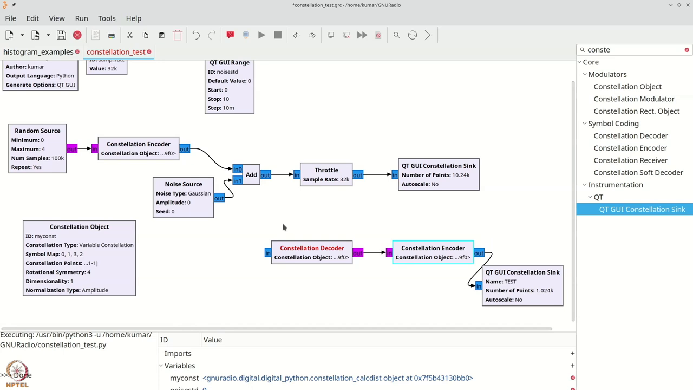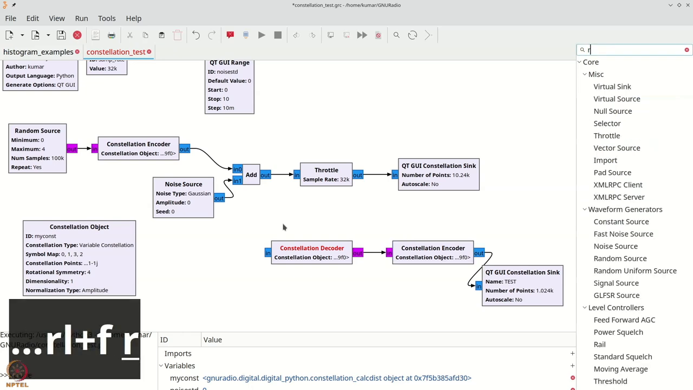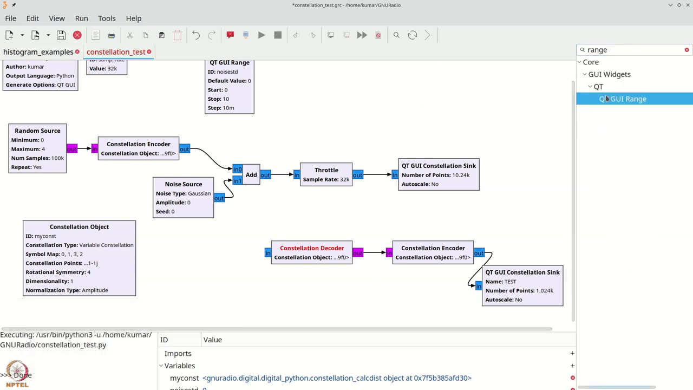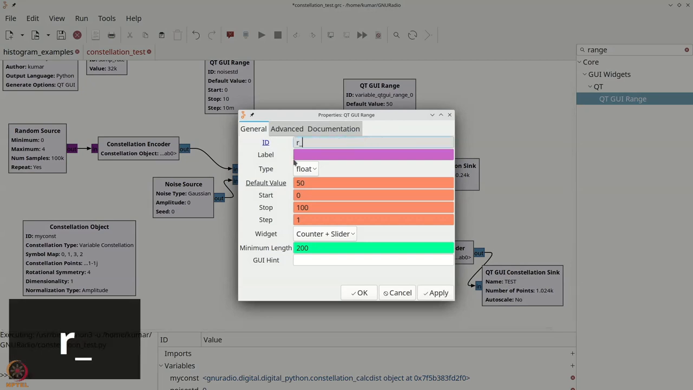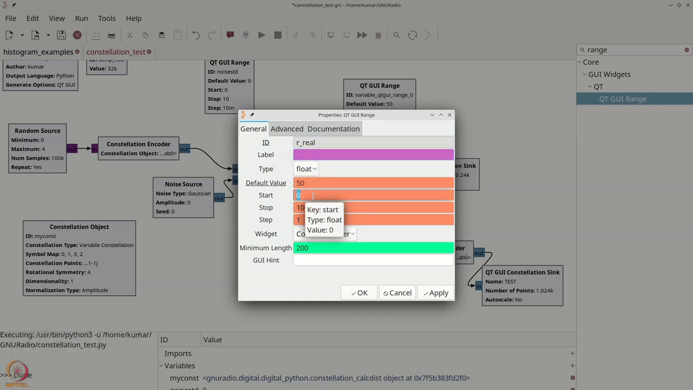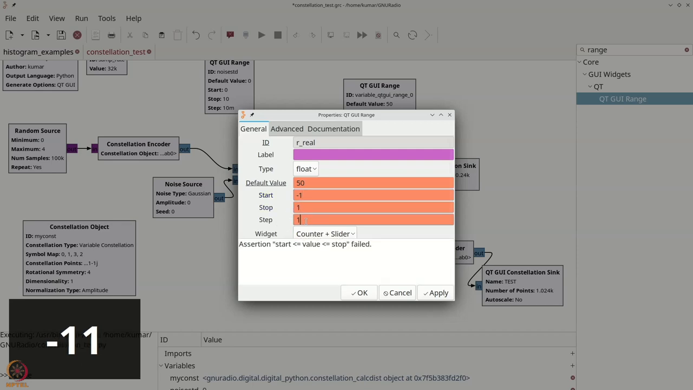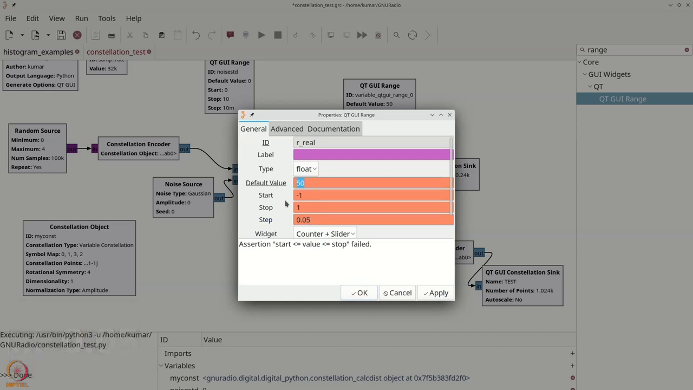For that, I'm just going to need two values. So two real values, which I will construct into a complex number. I'm saying Control F, range, and I'm going to get this range, double click this. I'm going to call this R underscore real for the real received value. It starts at minus 1, stops at 1, step is, I think, 0.05 would be good enough, and default value is, let's say, 1.